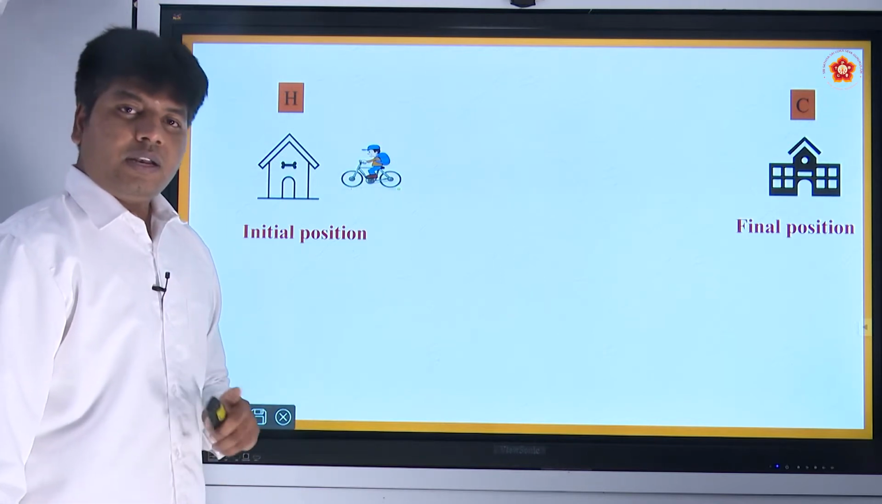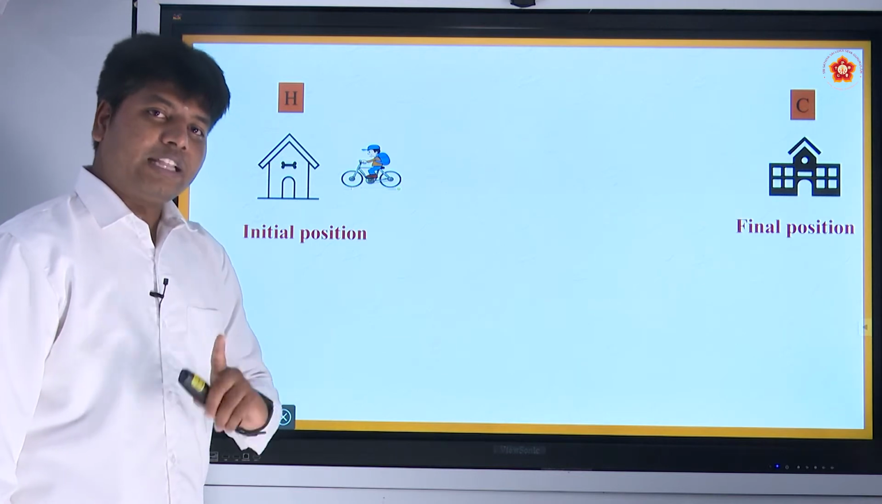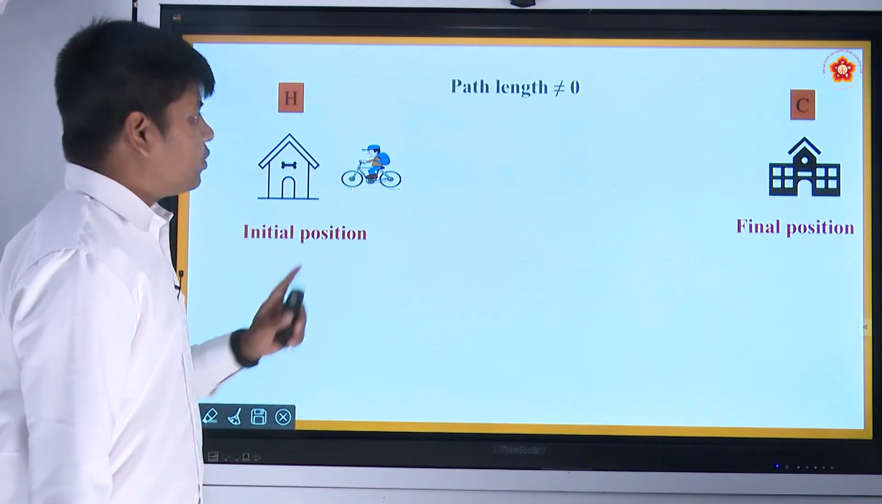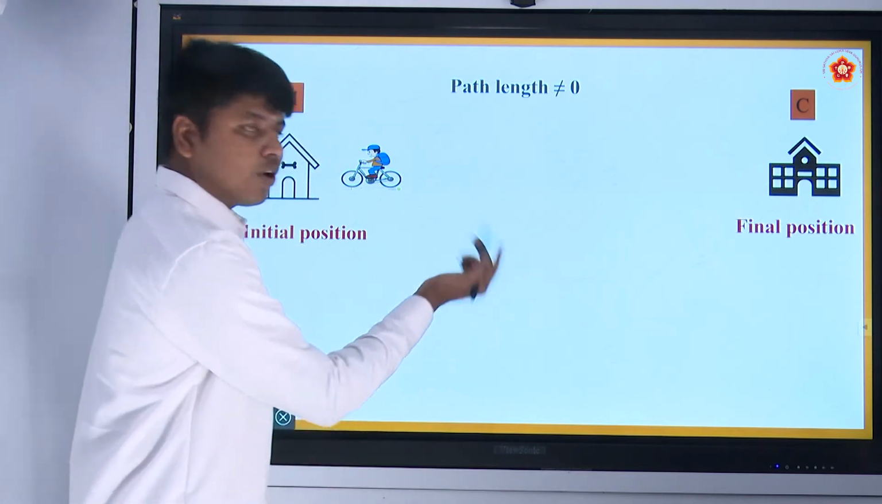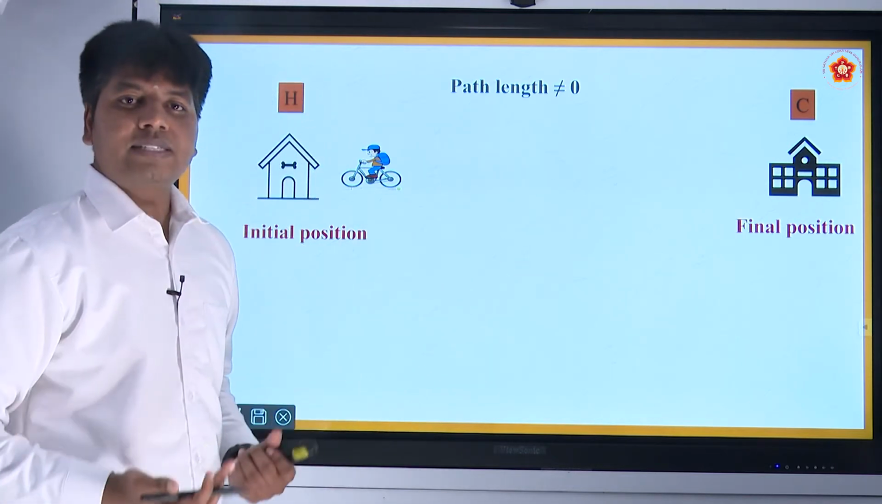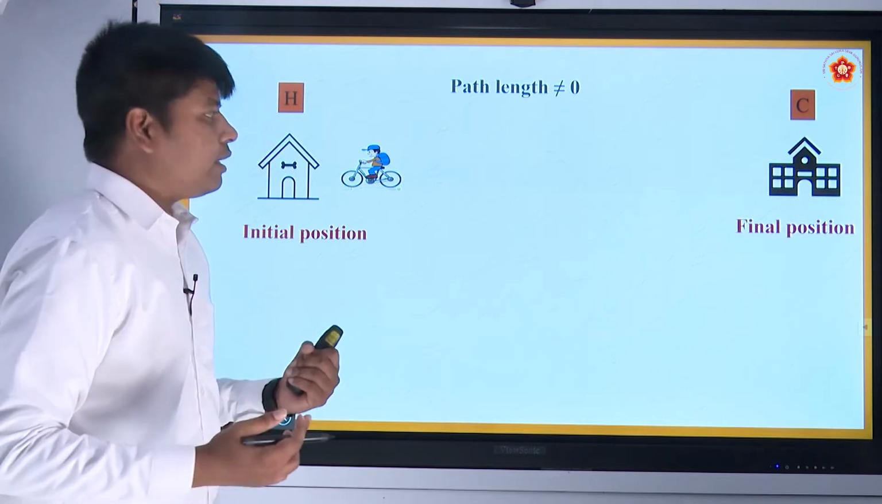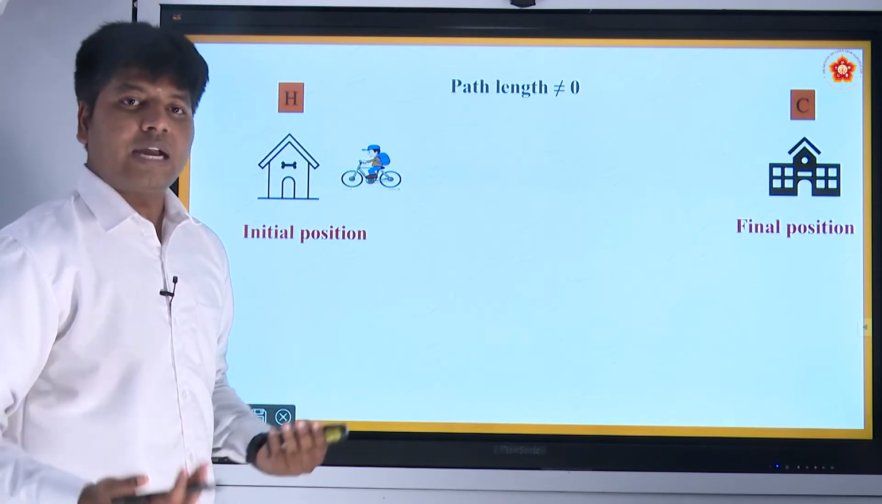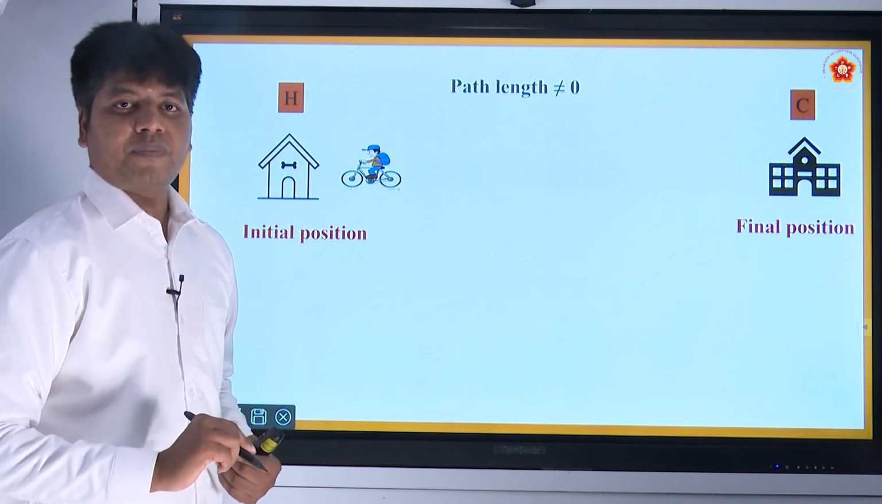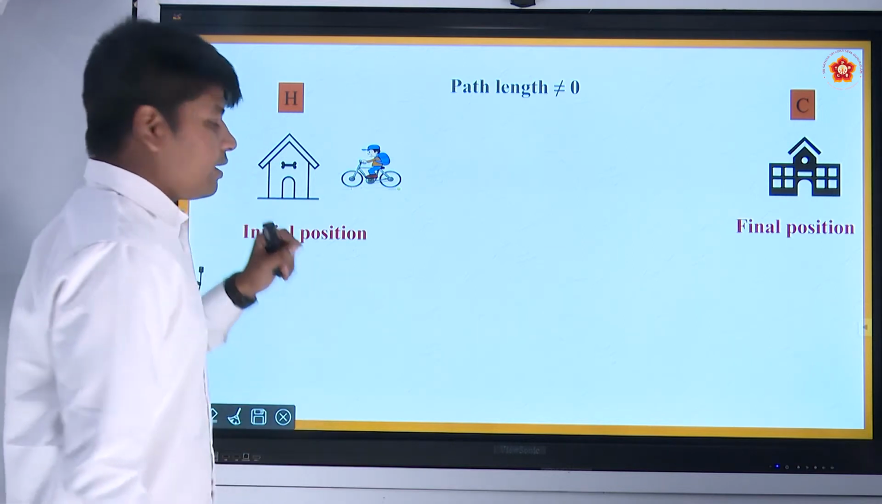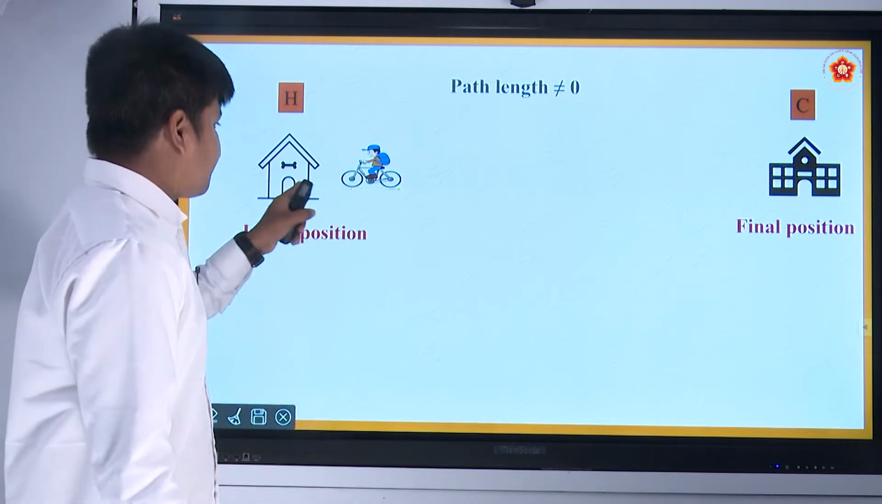Now how much length have you traveled? You have traveled some length, right? You went from house to college, from college to house. You have traveled some length, so it will not be zero. But the displacement, you are sitting in your house. You just came back to your house.